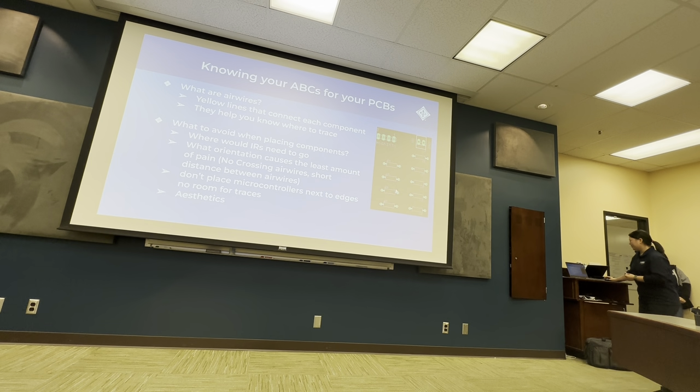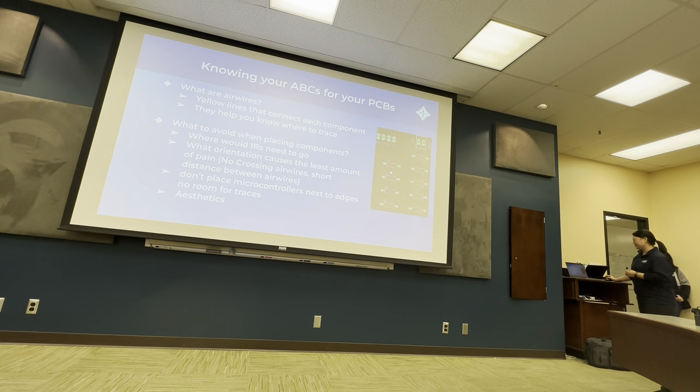Okay, so later we're going to have a task which is placing your components. Some things to avoid while you place your components: you want to try to minimize the air wires crossing each other. As you can see here, there are two air wires. You don't want the resistor to be flipped so that the air wires would cross each other. That's generally bad practice. It'll be really hard for you to trace.